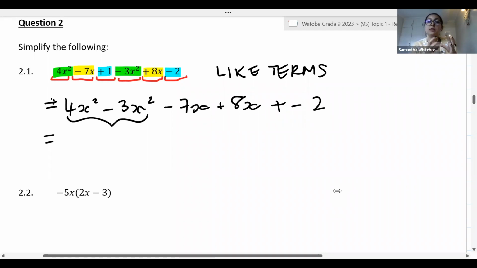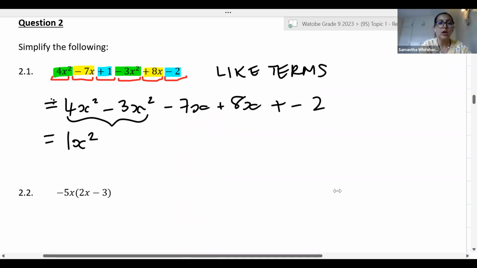Now the exponent and that variable isn't going to change. So it's still going to be an x squared. And now I need to think, okay, well, I've originally got 4. I'm taking away 3, which means I'm left with 1x squared now. Now you can write the 1 if you want to. You don't have to. If you just write x squared, that's fine.